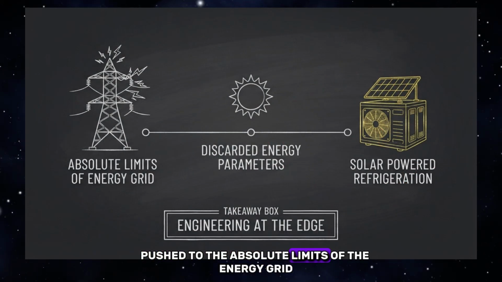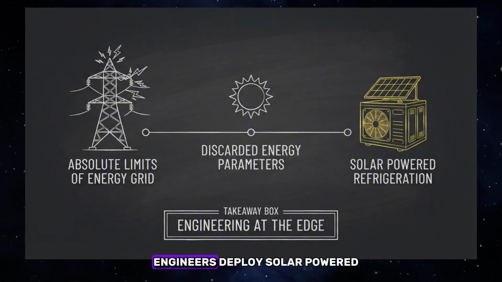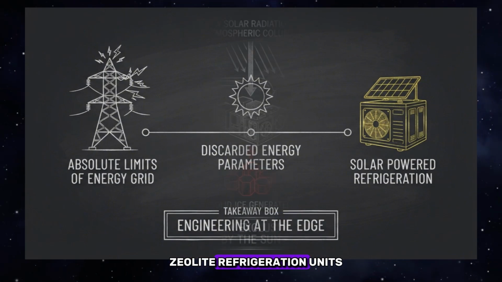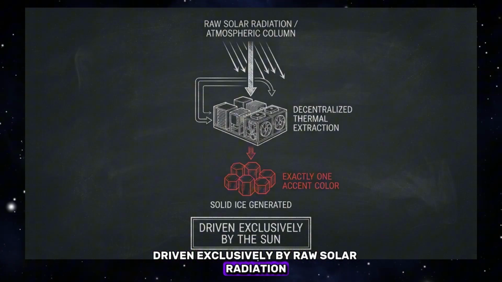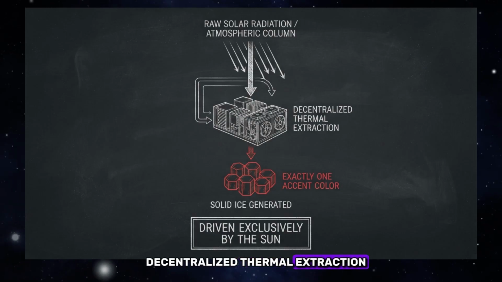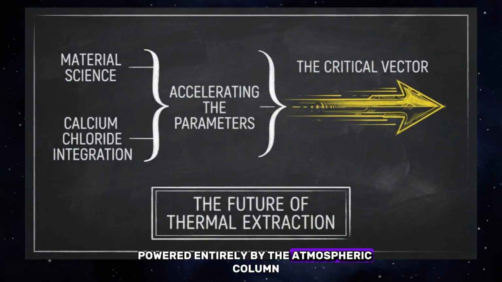Pushed to the absolute limits of the energy grid, engineers deploy solar-powered zeolite refrigeration units. They generate solid ice driven exclusively by raw solar radiation. Decentralized thermal extraction powered entirely by the atmospheric column.